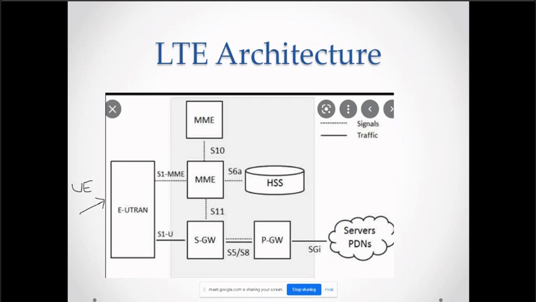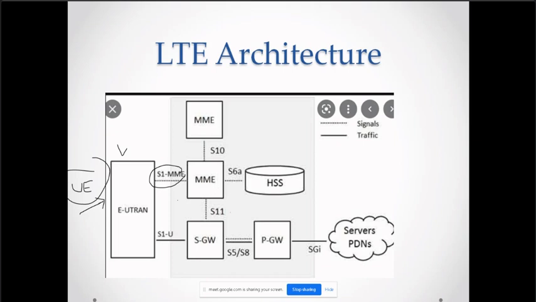Our LTE architecture looks like this. This is our UE, meaning our user equipment. Then we have our eNode B, then we have MME, HSS, and SGW, PGW. All these nodes have their specific work, and we have some interfaces. With the help of those interfaces, these nodes communicate with each other. Again, we have some predefined protocols, and with the help of those protocols only, these nodes work and communicate with each other.